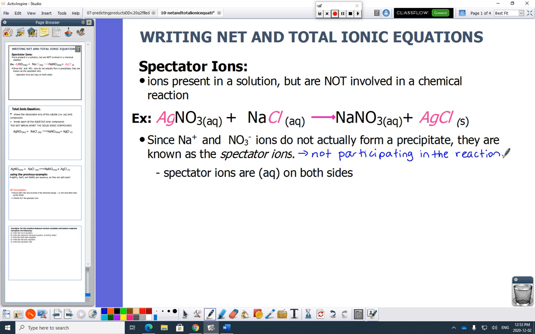So here we have silver nitrate, so any nitrate is aqueous. Sodium chloride, table salt, aqueous, makes sodium nitrate, so now we have an alkali metal, aqueous, nitrate, aqueous, and then silver chloride is the solid, like that white solid that you guys made yesterday. So sodium here is an aqueous ion, as it is here, doesn't change. Nitrate here, aqueous, doesn't change. So we call those spectator ions, and you'll know that they're spectator ions because they're aqueous on both sides.